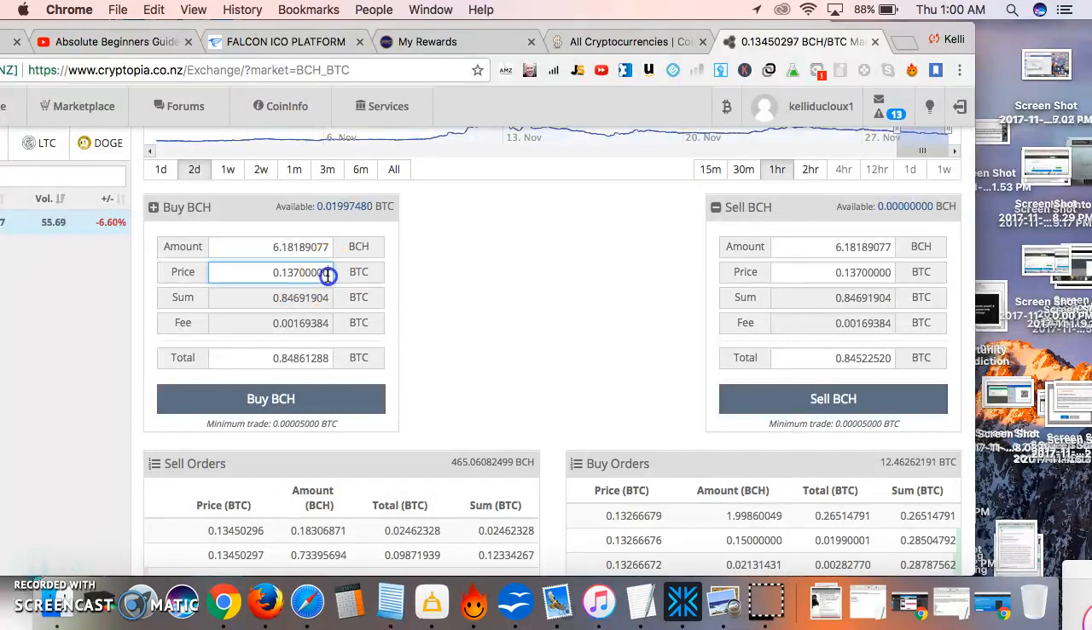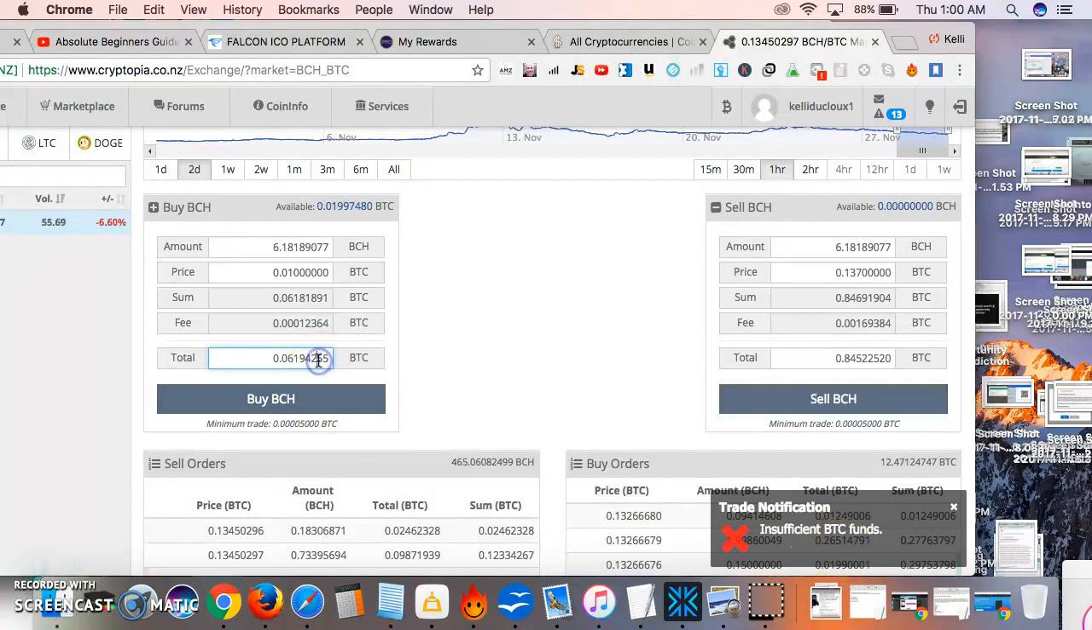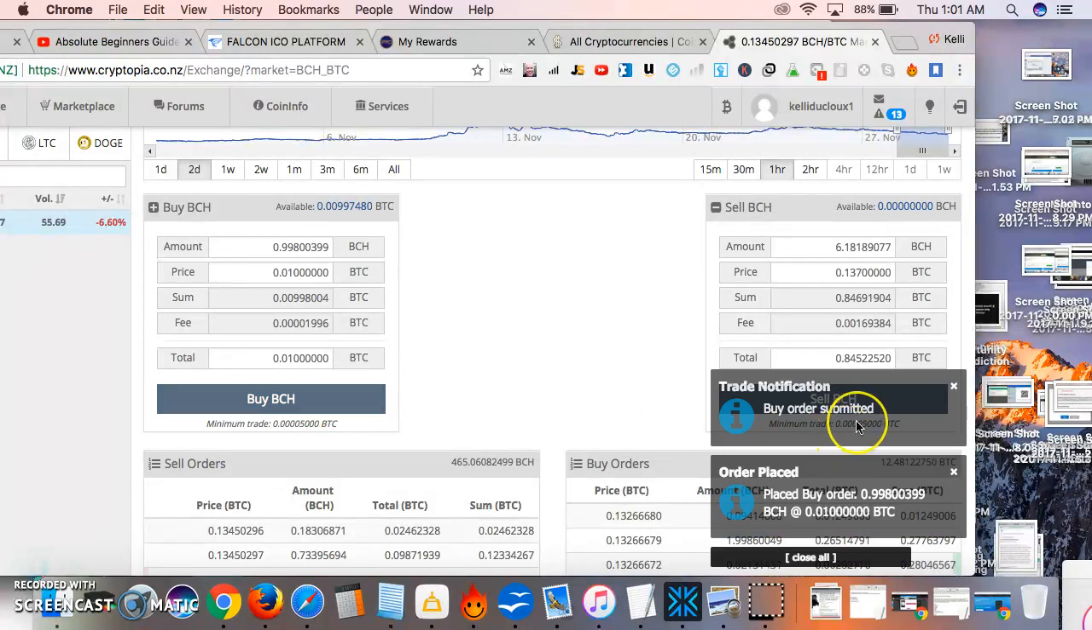Nope. About here? Let's see if I change this to 0.01. Let's see if I can do that. Total Bitcoin is 0.06. I don't think I have enough for that either. Let's see what it'll tell me. Okay, good. Insufficient funds. I want to make sure I'm doing it right. Okay, so I'm going to go ahead and put it down here. 0.01. Let's see what we got now. Okay, good. Order submitted, and the order was placed.